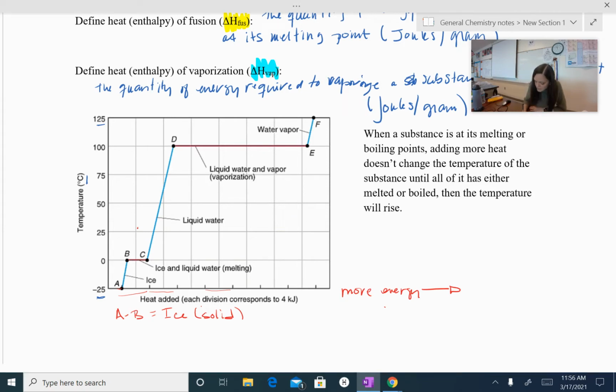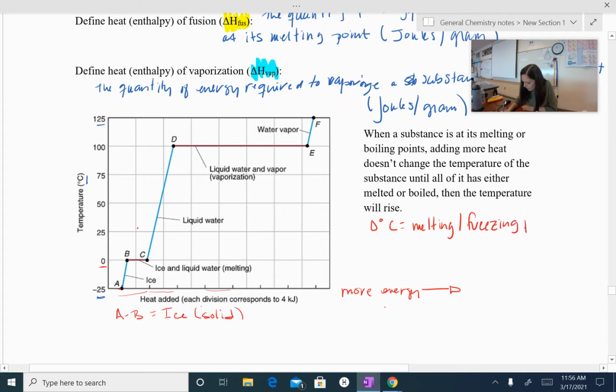Now notice all of a sudden at 0 degrees, our temperature doesn't go up anymore. Why is that? What happens to water at 0 degrees Celsius? Think about it. That's our melting/freezing point, isn't it? So once I hit 0 degrees, that ice begins to melt, and it takes energy to melt. That's the heat of fusion right there.